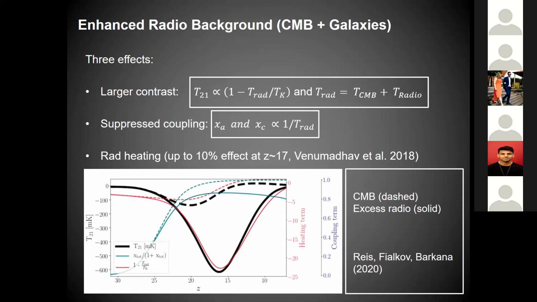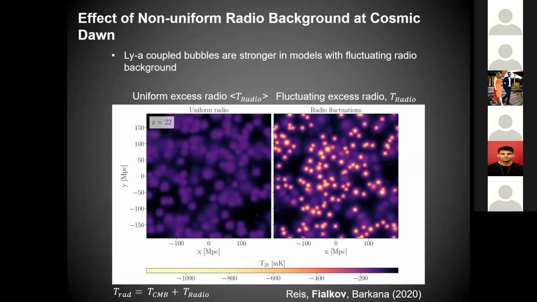So first of all, let's look at the map of Lyman-alpha coupled bubbles in these two panels with radio background. If you average the radio background over space, it's the same number. But on the left plot, it's indeed a uniformly added contribution to the CMB. And on the right plot, this is a case where the radio background traces star formation rate, so it's non-uniform.